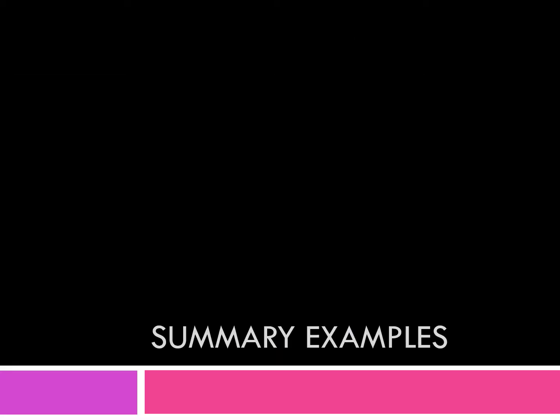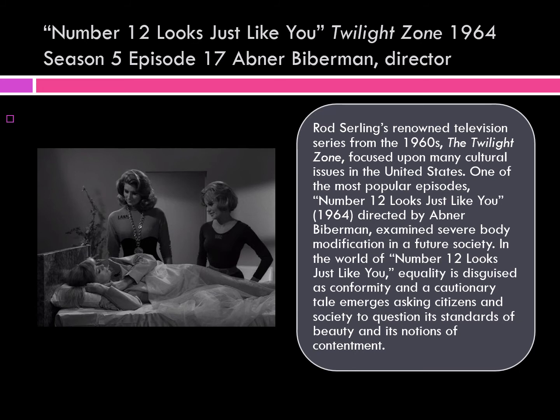So I've also included examples of summaries. The first one is a summary of a television episode called Number 12 Looks Just Like You. It's from 1964. I often teach it, and it's directed by Abner Biberman. Rod Serling created the Twilight Zone series. And the Twilight Zone television series, I think it's had three runs, the 60s, I think the 80s, and again, fairly recently. So, in my view, the finest episodes are those that appeared in the 1960s.